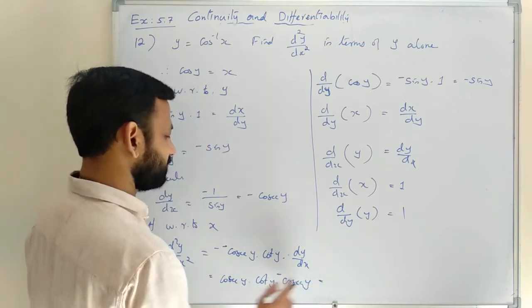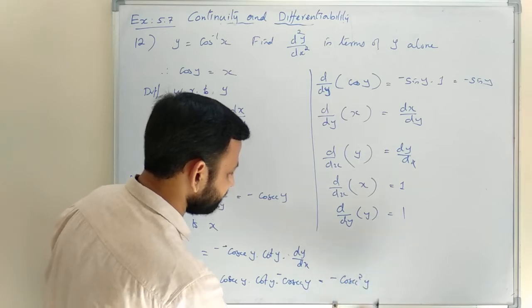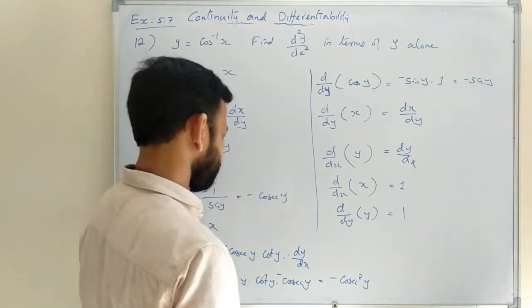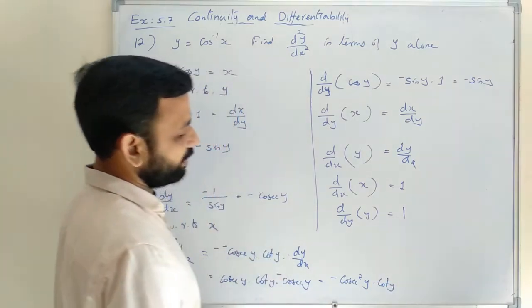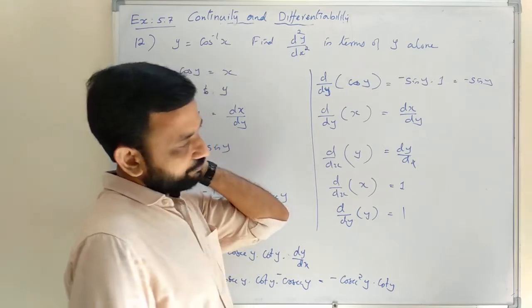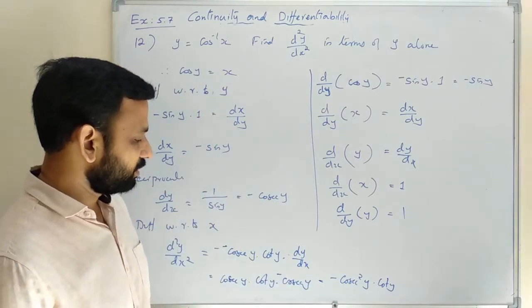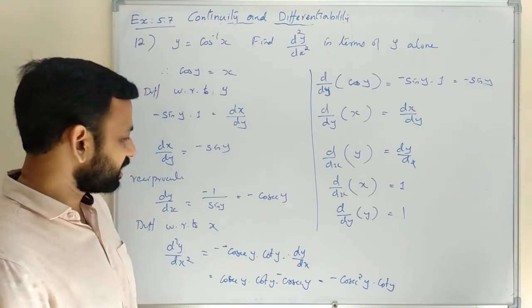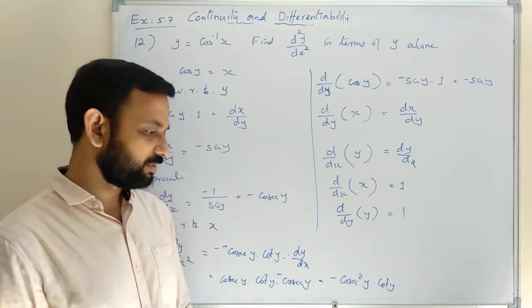So minus cosec square y into cot y. So we got the expression in terms of y alone. So that is the answer. d square y by dx square is equal to minus cosec square y into cot y. So we got the answer.